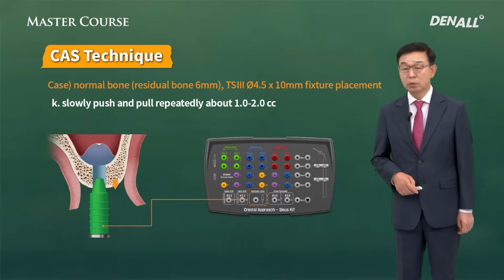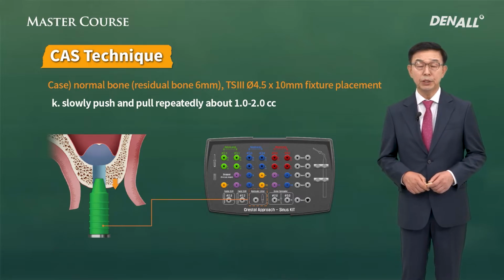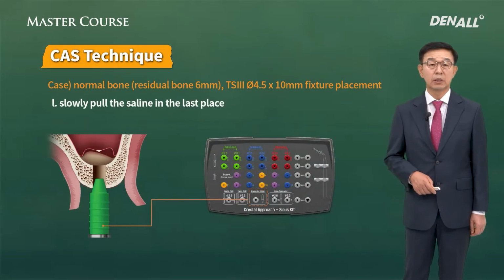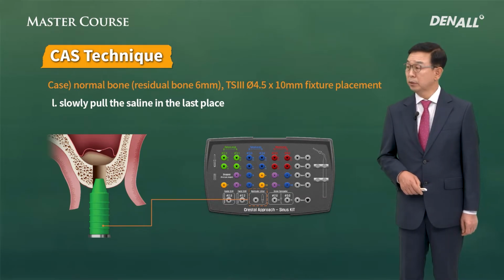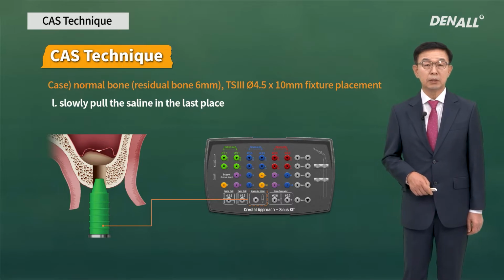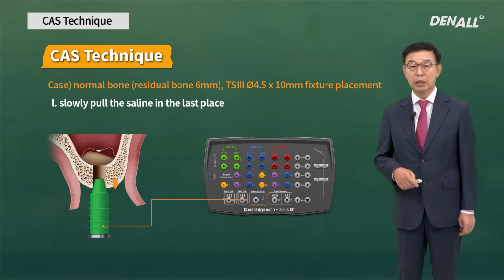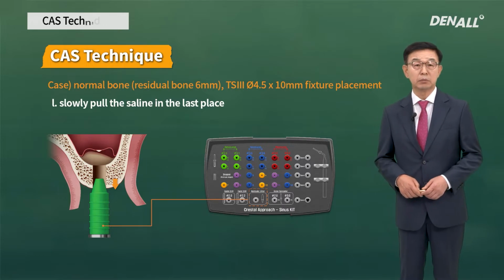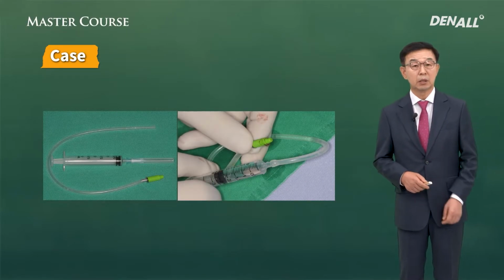1.5 to 2 cc was used to slowly push and pull to do the hydrolift. Finally, in the last step, you need to remove the saline and the sinus, and therefore, using full motion, this is removed and implant is placed after bone graft.